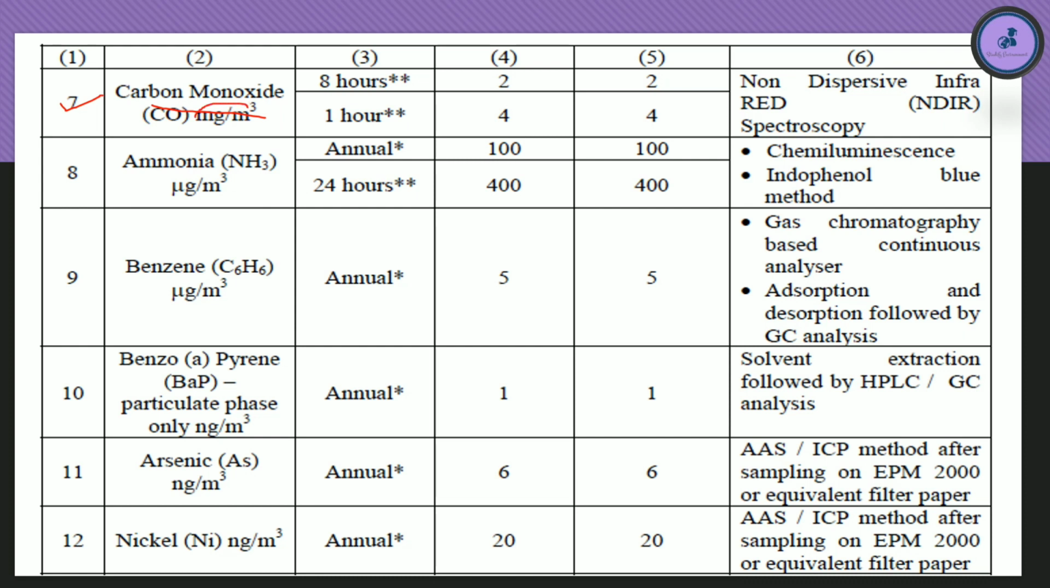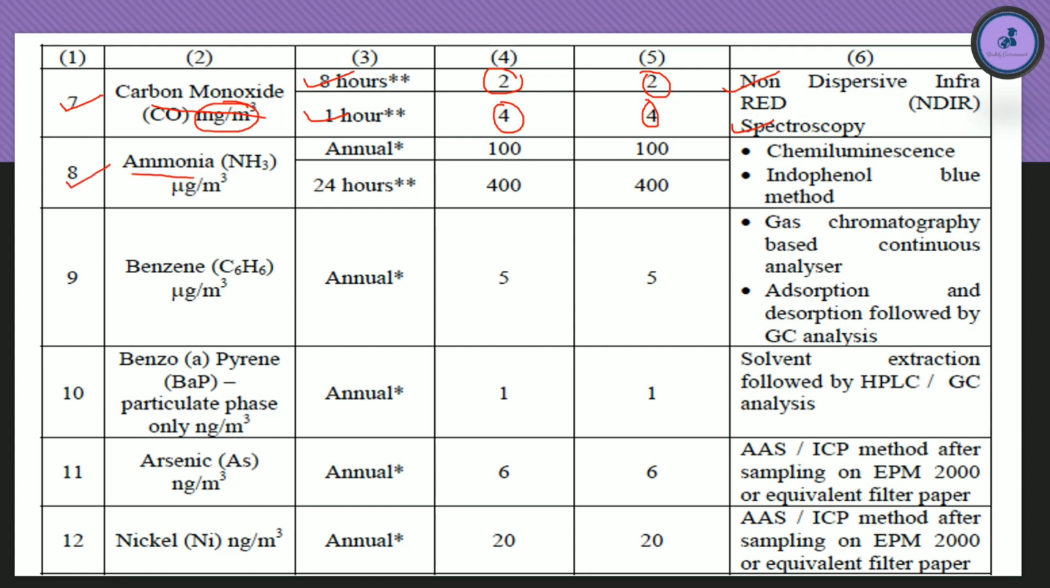So the next gas is carbon monoxide. It is measured in milligram per cubic meter. So mg per cubic meter, and you have to remember that it is measured in mg per cubic meter. For 8 hours it is 2 and 2, and for 1 hour it is 4 and 4 mg per cubic meter. It is measured by non-dispersive infrared spectroscopy.